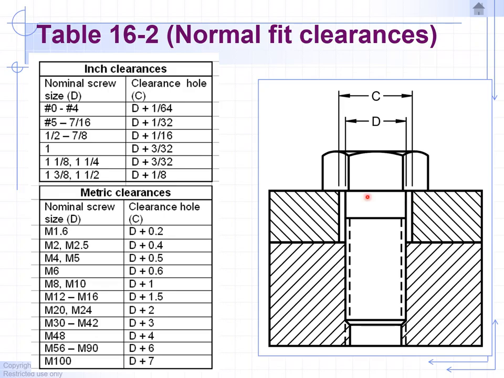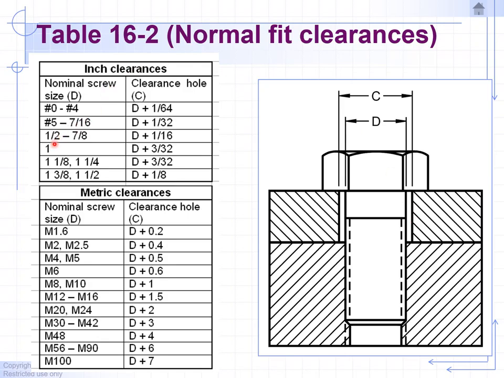Okay, so what size diameter should we provide for this clearance hole? Well, it depends on the diameter of the bolt. Let's take a look at this chart for inch clearances. If we have a 1-inch diameter bolt, what size should the clearance hole be? It's just the diameter, which is 1 inch, plus 3/32. That should be the diameter of the clearance hole.